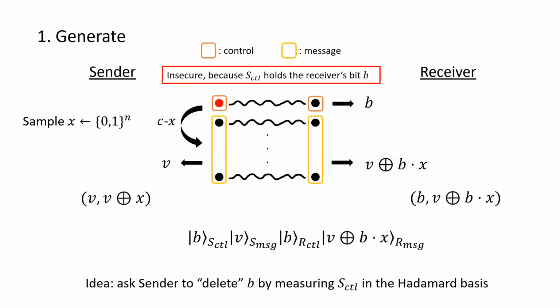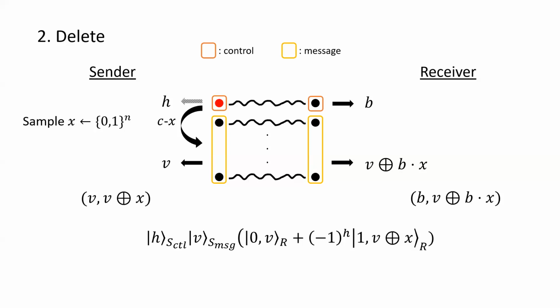And if they comply with this request, if they actually do this, then we can write the joint state of the system like this. If they take their control register and measure it in the Hadamard basis, on their side, their information is just H and V. And the receiver still has the superposition over either 0V or 1 VX or X, with a random phase that they don't know about, okay? Of course, we don't want to trust that the sender is always going to do this measurement for us. In fact, even a semi-honest sender might just look at the register first. We can't really prevent that.